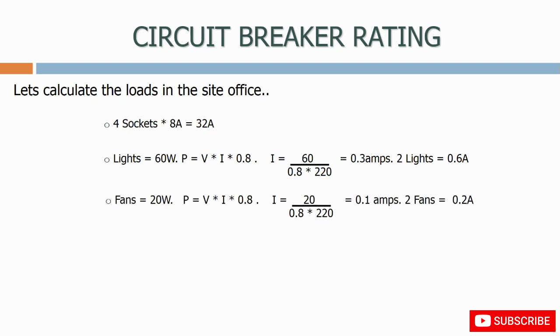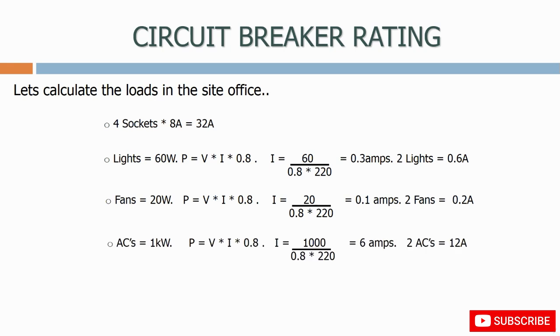The fans have a slightly lower power demand. They're typically rated at 20 watts. Therefore, using the same power equation, the current equals 20 watts divided by 0.8, which is the power factor, multiplied by 220 volts, equals 0.1 amps. Therefore, for 2 fans, the current drawn from the system is 0.2 amps.